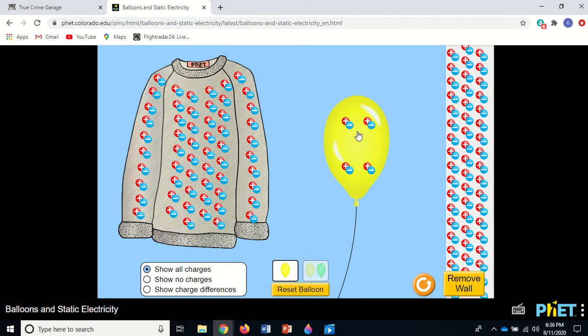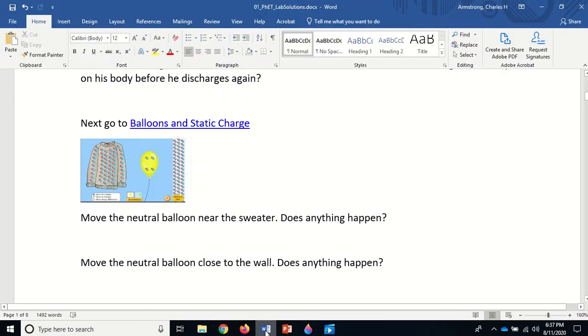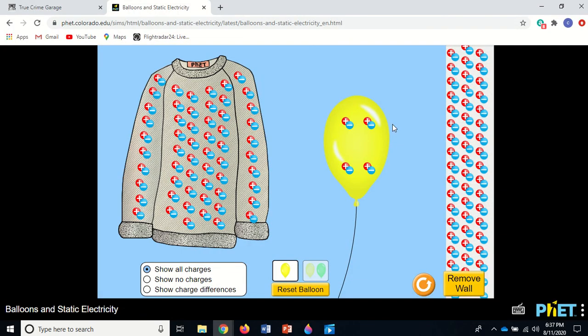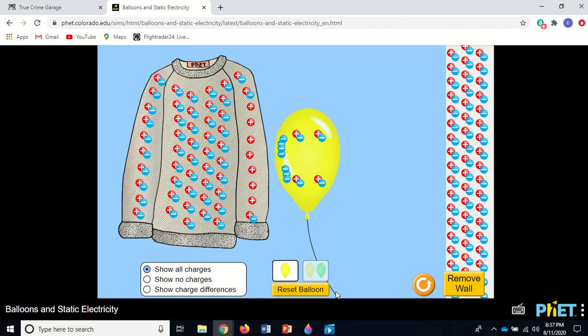Okay, so you got your yellow balloon, you got your wool sweater, rubber balloon, you got a wall over here. Okay, so let's go ahead and see what it says to do. Move the neutral balloon near the sweater. Does anything happen? So we move the neutral balloon towards the sweater. Nope, nothing. Oh, I've got to reset this now.